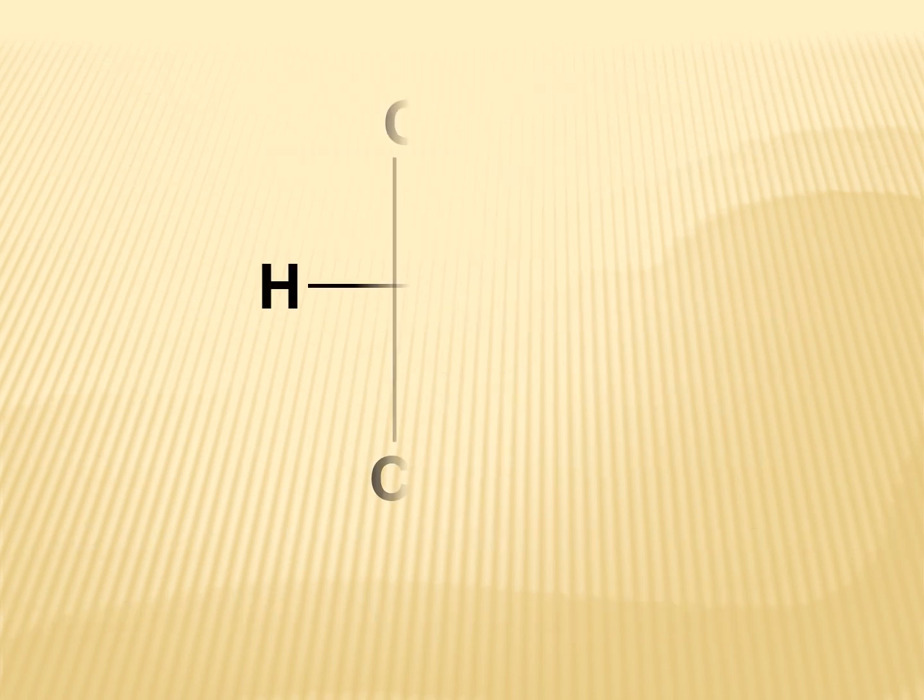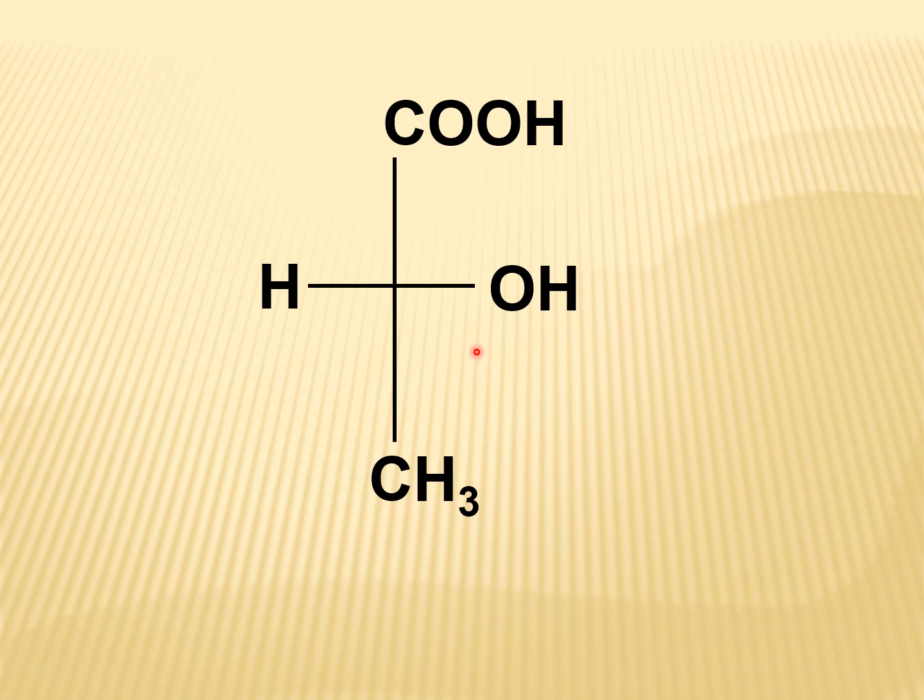So let us start with this compound. Lactic acid has four groups here: OH, COOH, H and CH3. Out of this, oxygen has the maximum atomic number. So this OH group gets the first priority. Now if you look at these two groups, the atoms attached to the central carbon are the same. They are carbon, and so we have to follow the second and the third rules to assign priority to COOH and CH3 groups.